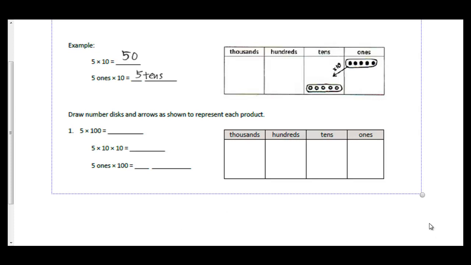Okay, so let's go ahead and draw our 5 ones. 1, 2, 3, 4, 5. And 5 times 100 is the same thing as 5 times 10 times 10. So instead of doing 5 times 10 twice, I'm going to skip right over to the hundreds. Times 100, and then 1, 2, 3, 4, 5. 5 times 100 is 500. 5 ones times 100 is 5 hundreds.